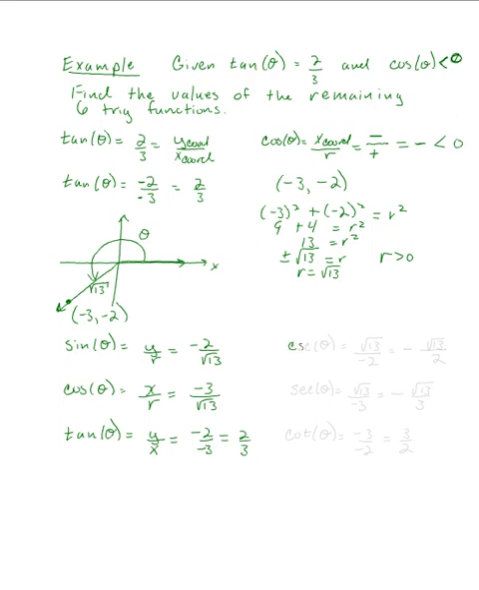So that's cosecant of theta equals square root of 13 over -2. Or we can put the negative out in front of it all, like that, negative square root of 13 over positive 2. And let's see, secant of theta. Square root of 13 over -3, or negative square root of 13 over 3, putting the negative in front of everything. Cotangent of theta is the reciprocal. That would be x over y. So that's -3 over -2, or +3/2.